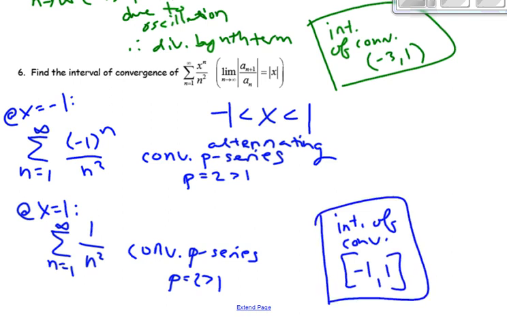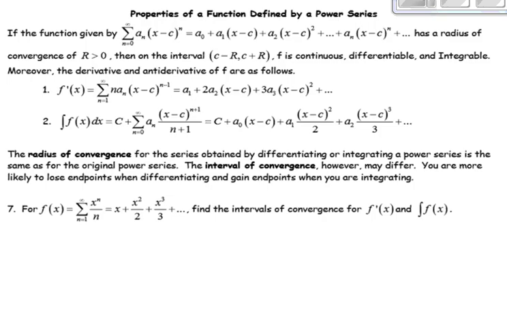All right. So we have the radius of convergence, which is how far away from the center it can go, and then the interval of convergence, where you have to test the endpoints if you get a finite radius. Okay, so that's power series. Now there's one final thing that we're going to look at, and that is the properties of a function defined by a power series.